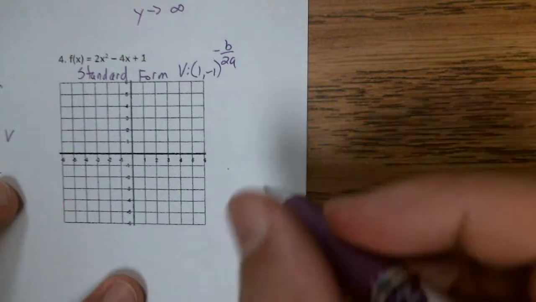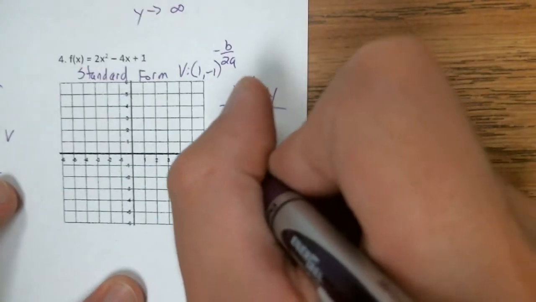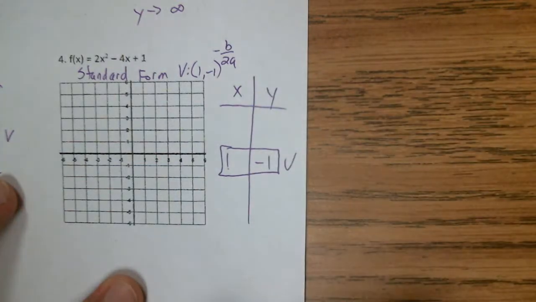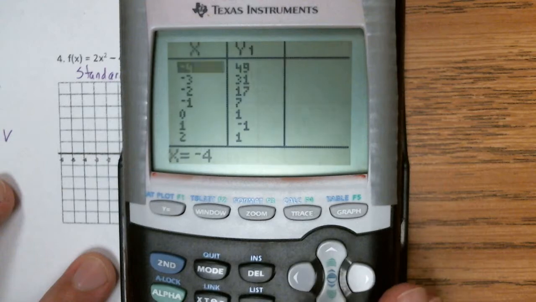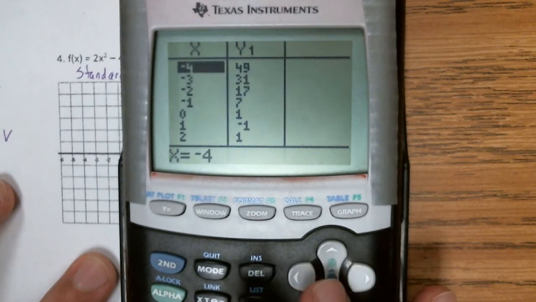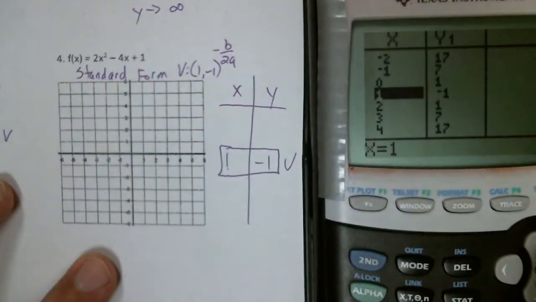All right, so now let's come out here to our T-chart. Let's go about halfway down, 1, -1. Let's put a box around that, a V, so that's the vertex. So now I'm going to go back to my table, press second, table, and now I need to scroll to my vertex, which is 1, -1. Go a couple clicks below that, and now let's get our 5 points.